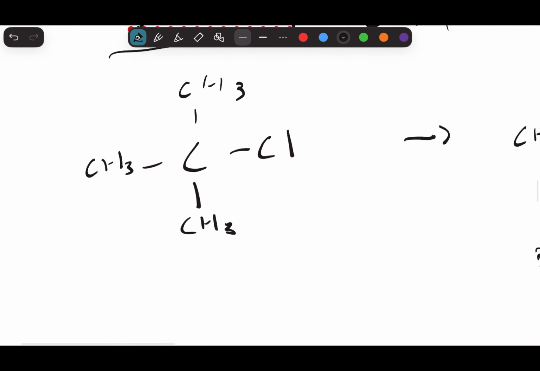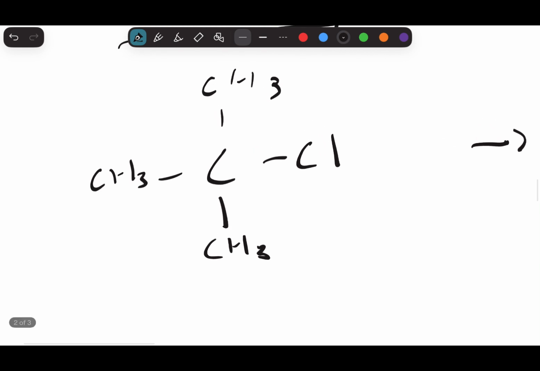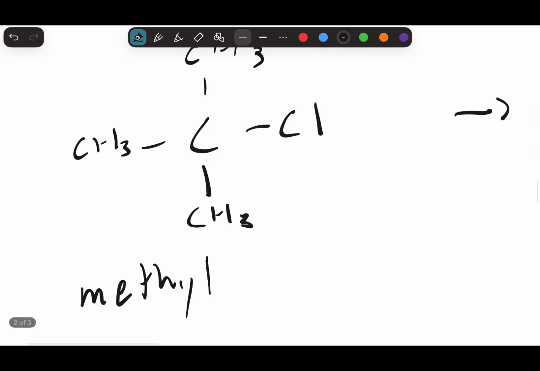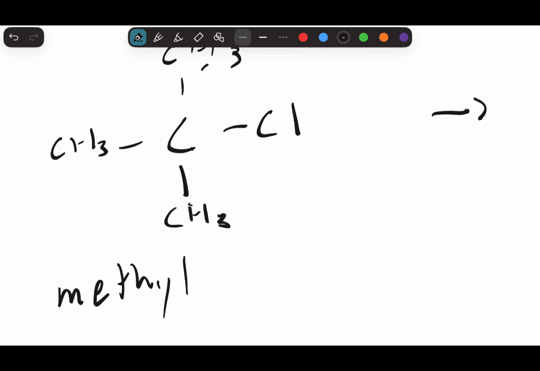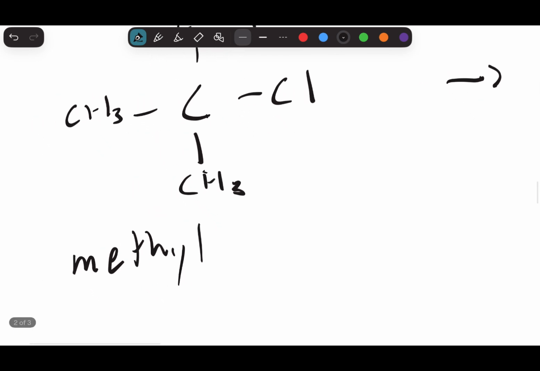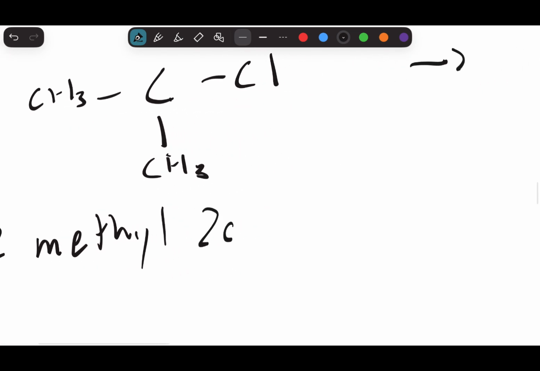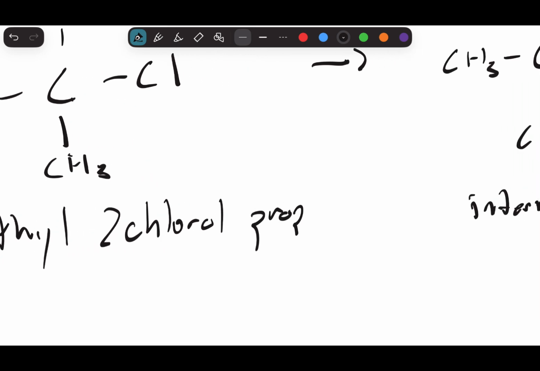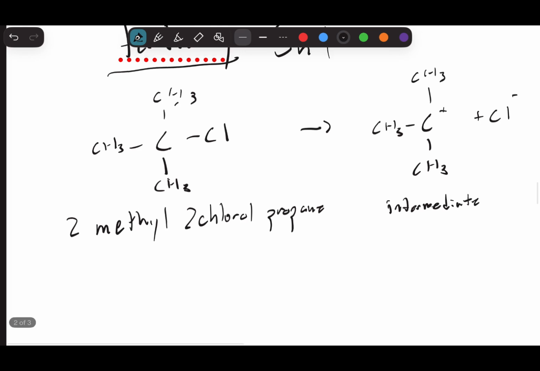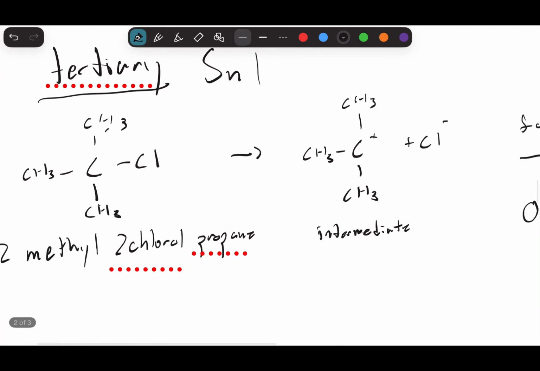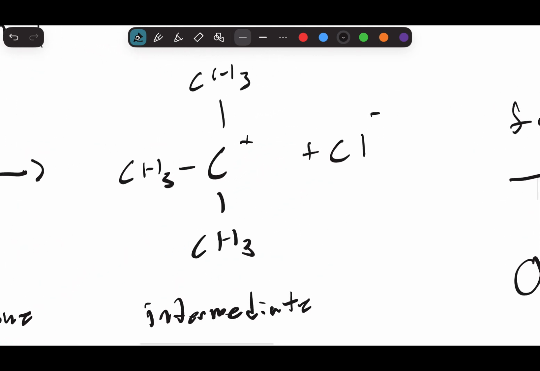And next is tertiary halogen alkanes, which will form SN1, which is a unimolecular nucleophile substitution. So you have 2-methyl-2-chloropropane. Okay, this is what you have right now, and this would form an intermediate, so it would just break apart.